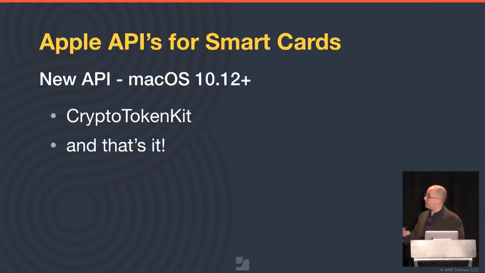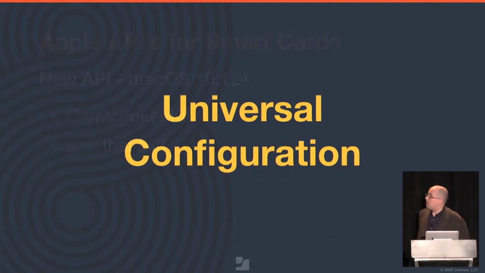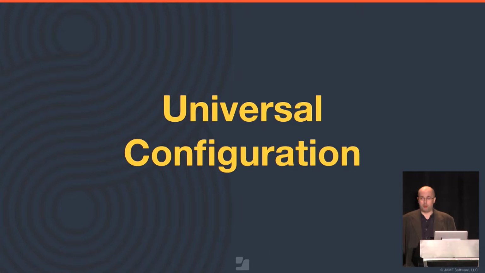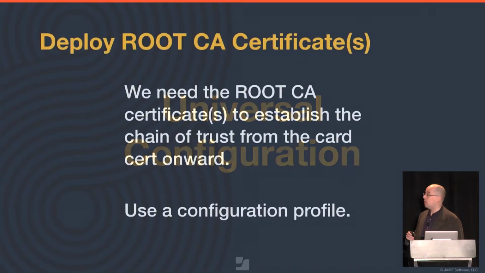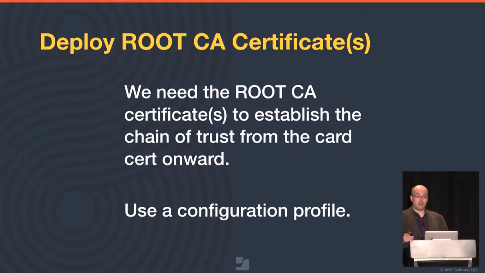So, with that little background, there's some universal configuration between all of this, and we'll go through that first before we get to the API-specific stuff. And the important thing to remember when you're dealing with smart cards is that smart cards contain a certificate, and that certificate is what is used to perform authentication and other tasks. If you've done any work with certificates, you'll know that it's very important that your certificates have a chain of trust. So you need the root CA certificate installed on your Mac endpoint in order for them to trust the cert that's on that card.